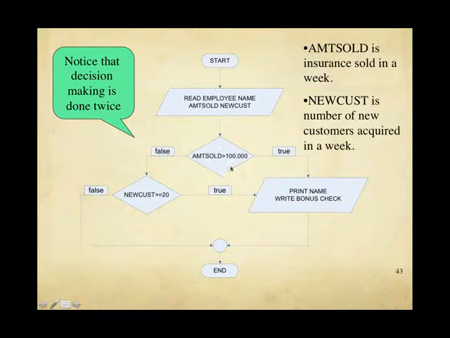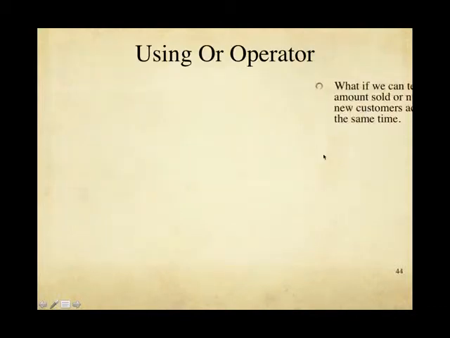So AMT sold is insurance sold in a week, new customers is the number of new customers acquired in a week. So notice here also we do nesting. If this is true, if amount sold is above 100,000, then we write the bonus check. But if that is false, then we check if the other condition is true, that the number of customers is more than 20 or equal to 20, then also we write the bonus check. Only when both are false, we don't. So this gives an idea how the OR operator must work.